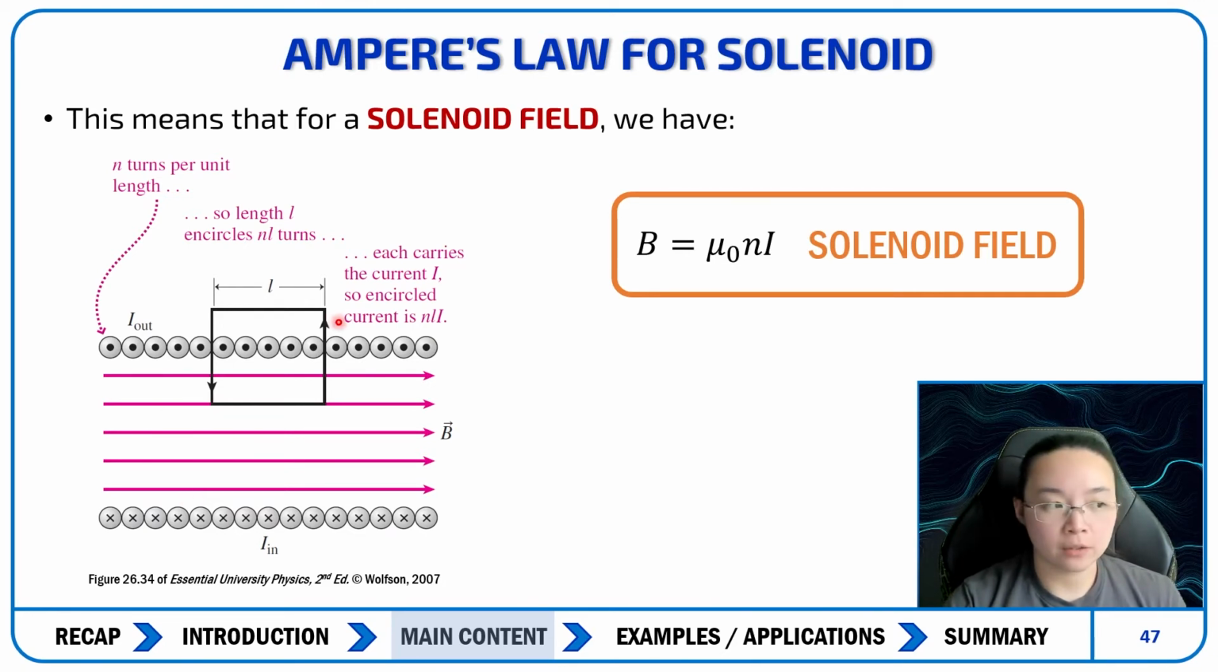So when we're taking a look at this, we're going to enclose this small section with an Amperian loop. And so there are n turns per unit of length. So a length of L is going to encircle n times L turns, here 1, 2, 3, 4, 5. Each of these is going to carry a current of I. So the enclosed current is then going to be equal to I for the current within one of these coils multiplied by n number of coils multiplied by the length L. So that's where you get B equals mu naught Ni for a solenoid field.